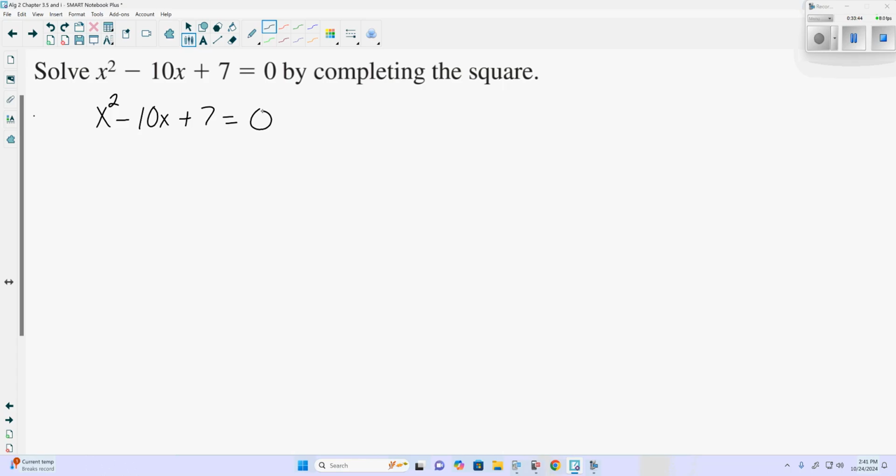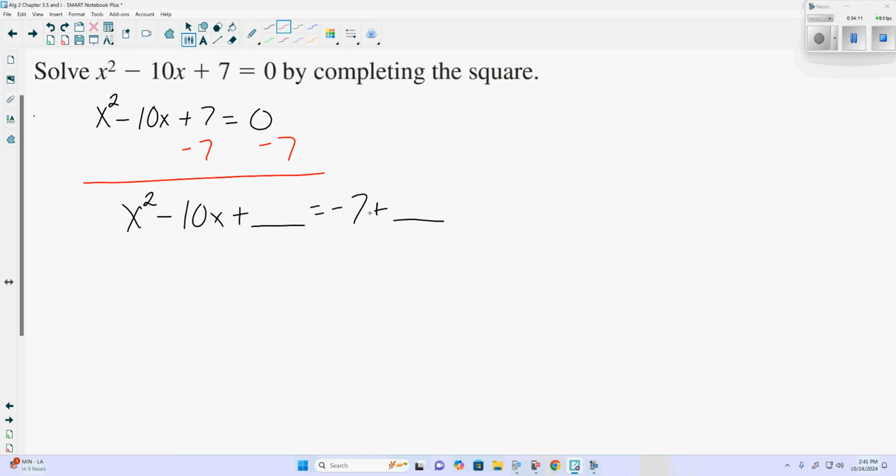Step 2, get the constant term by itself. We're going to get the number without x squared, all the numbers that don't have a variable on one side, numbers with variables on the other. So x squared and x are on the same side. We just need to get the 7 and move it away from them and leave two spaces. So on the left side, we'll have x squared minus 10x plus blank is equal to negative 7 plus blank. Because the main goal of completing the square is to get that x squared minus 10x plus whatever c is to be a perfect square trinomial, so I can rewrite it as a single set of parentheses being squared.